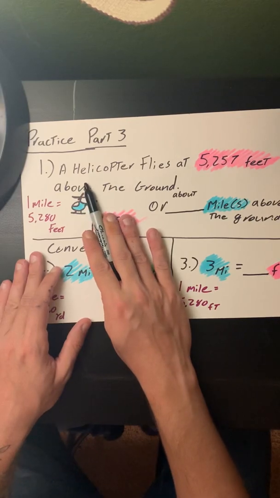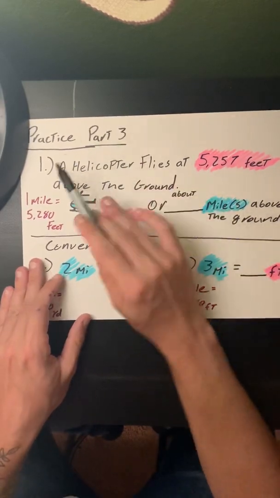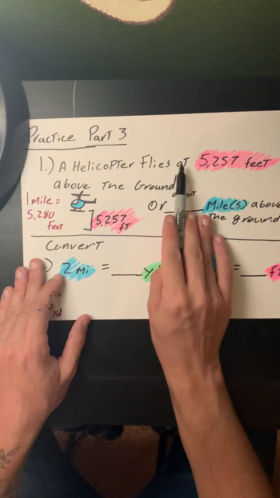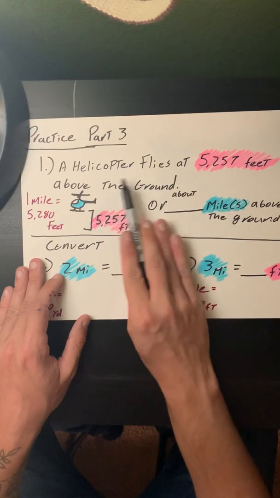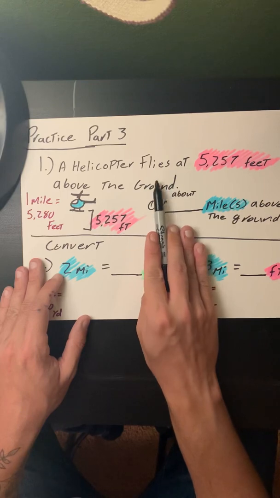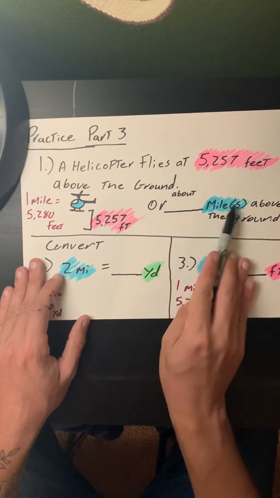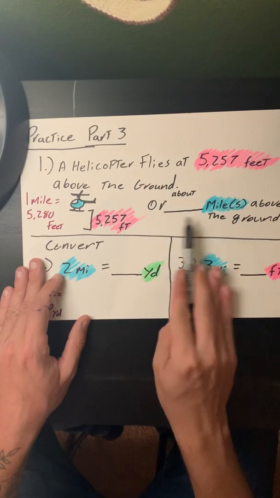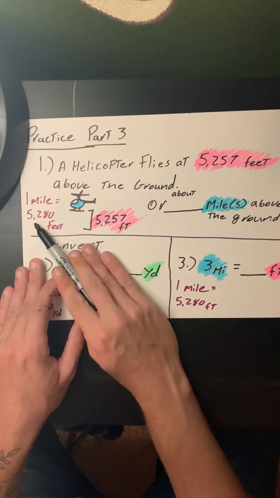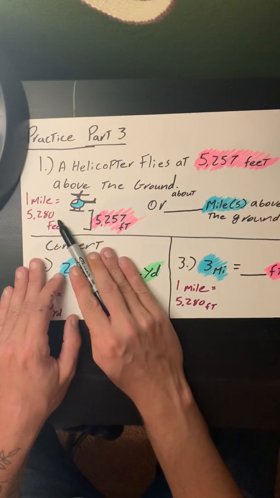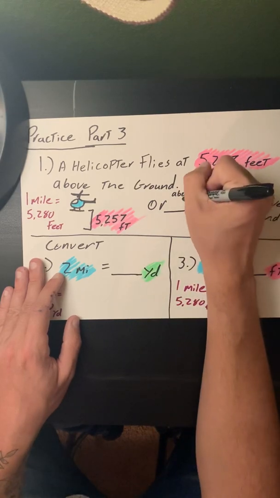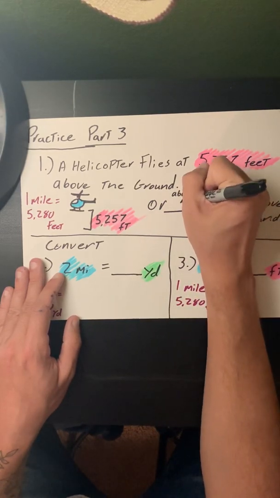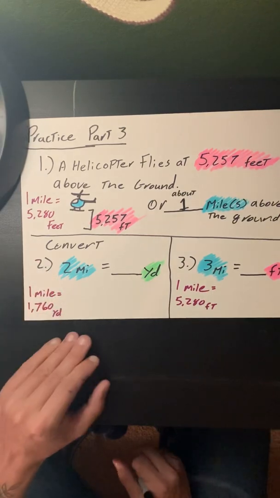So, this is our last practice page. If a helicopter flies at 5,257 feet above the ground, about how many miles does it fly? Well, I know that 1 mile is 5,280. This is just a little bit below, so I'd say that it's about 1 mile off the ground.